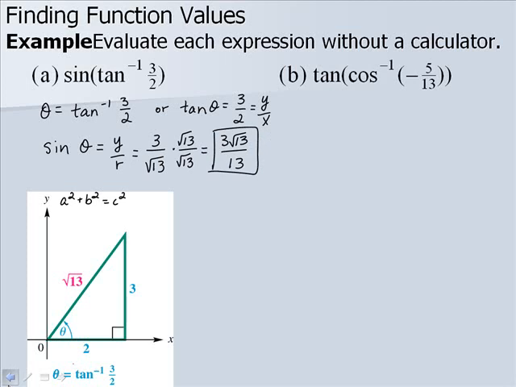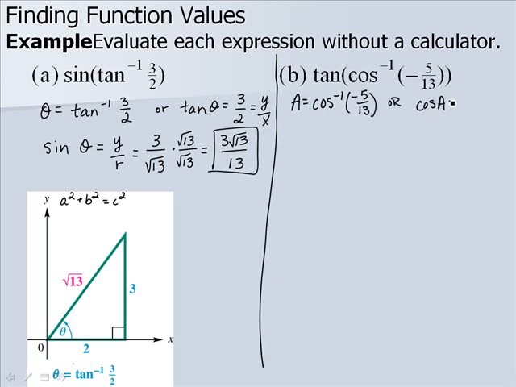Now in part B, we want to take the tangent of the cosine inverse of negative 5 over 13. So let's split this up here. We're going to let A be equal to the cosine inverse of negative 5 over 13. So that means that the cosine of A is equal to negative 5/13, which is x over r. And we're trying to then find the tangent of A.